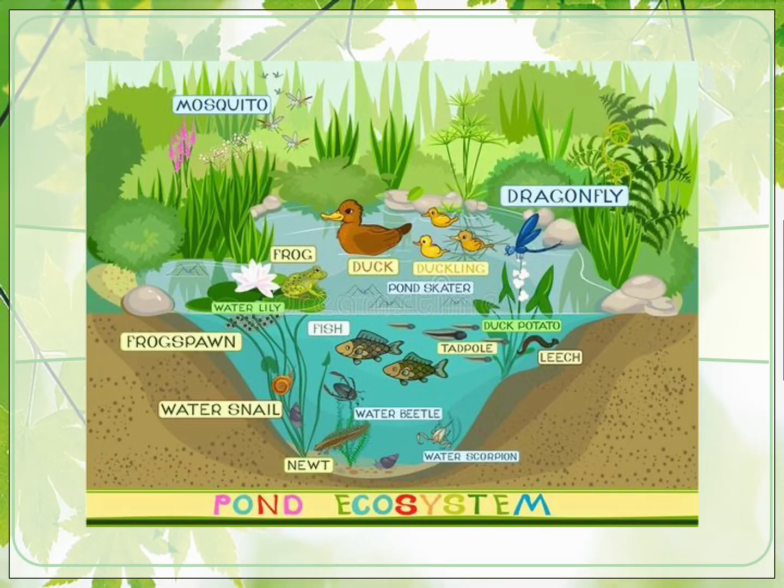Now here you can see an example of a pond ecosystem. You can see there are so many living things over here: mosquito, dragonfly, duck, duckling, frog, pond skater, water lily, fish, tadpole, duck potato, leech, water scorpion, water beetle, newt, water snail, frog spawn. All these are different living things here. And also you have grass around.